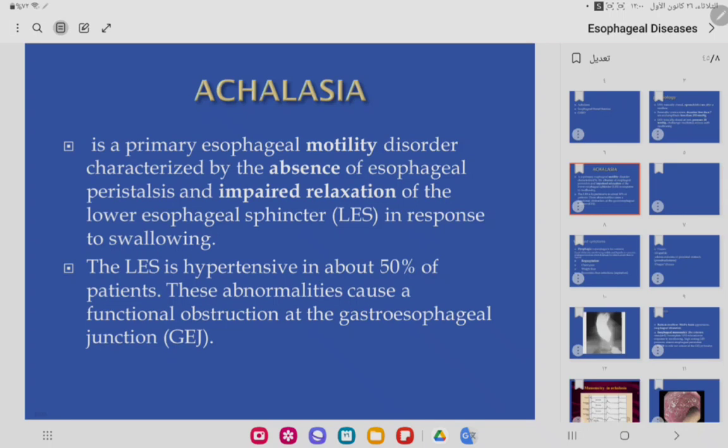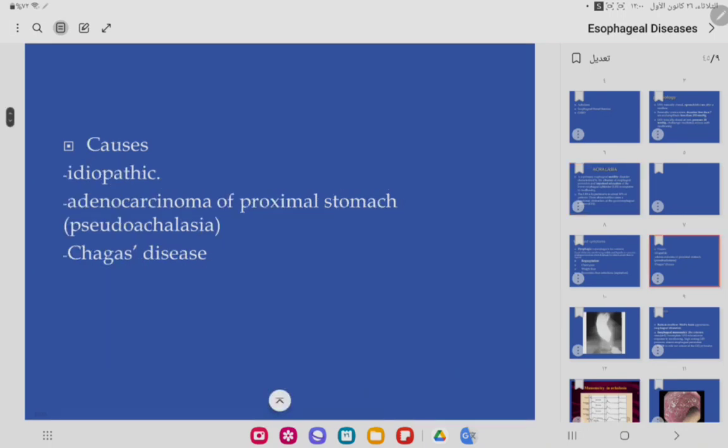Next, please. It is idiopathic sometimes, or due to things like cancers, pseudoachalasia, and Chagas disease, which, if you remember, is caused by trypanosoma. We have two types of trypanosomas. One causes sleeping sickness, more in Africa, and the Chagas one, this bug, the trypanosoma, is more common in North America and Middle America. It causes Chagas disease, which affects the heart and the esophagus as well.